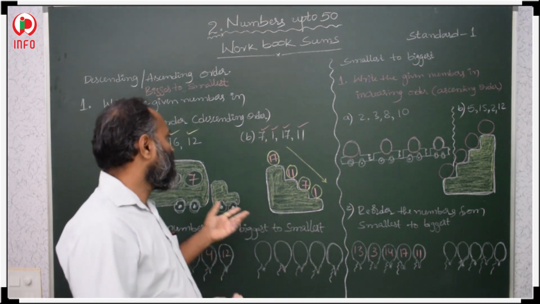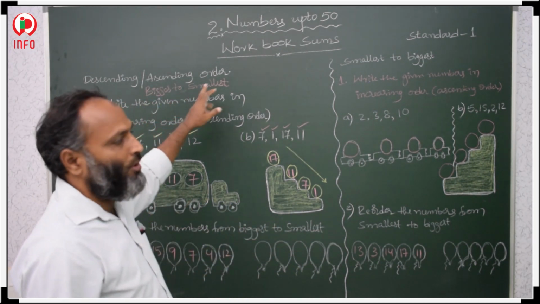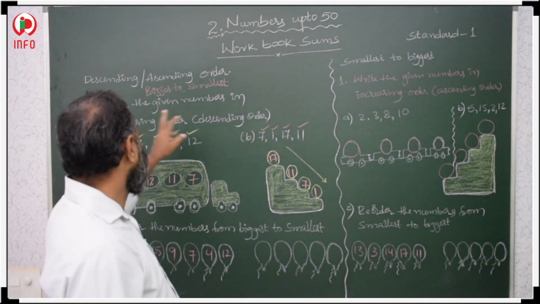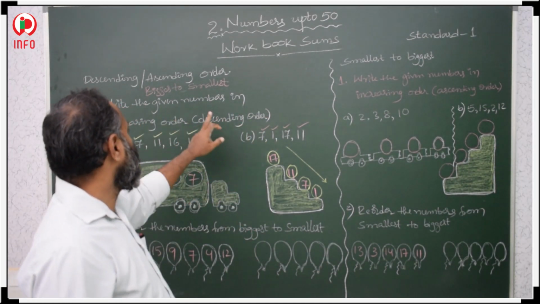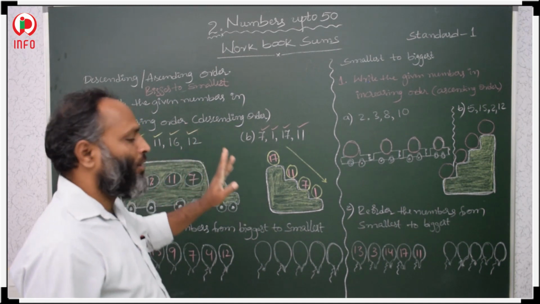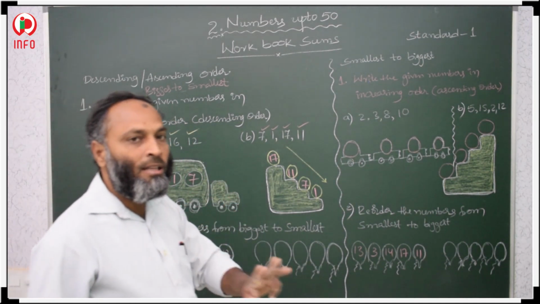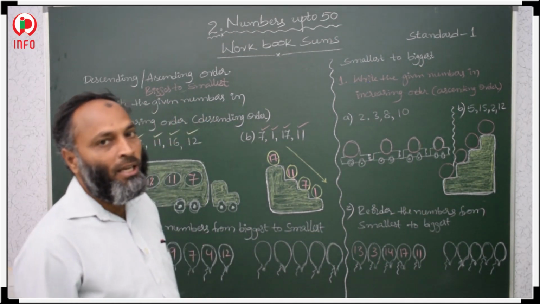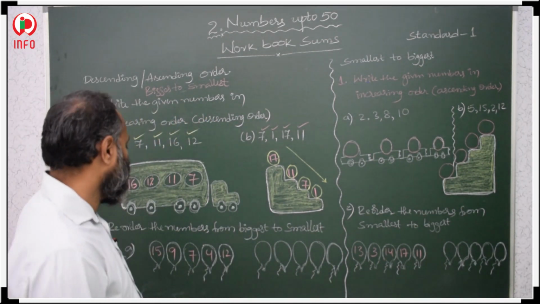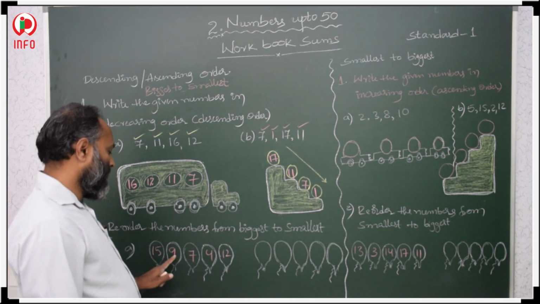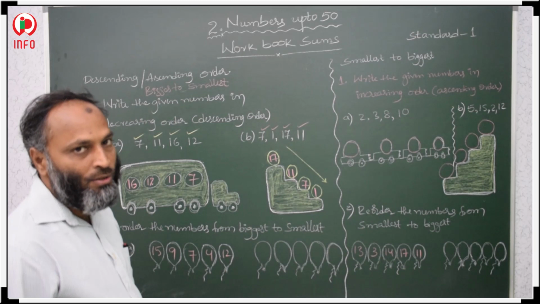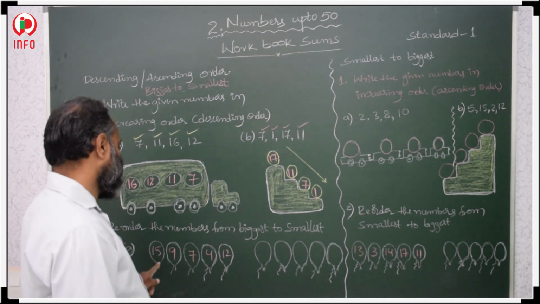Whatever way the question is given, bigger to smaller, descending order, or decreasing order, the three ways are the same. Now 15, 9, 7, 4, 12. We have to arrange biggest to smallest, meaning descending order.